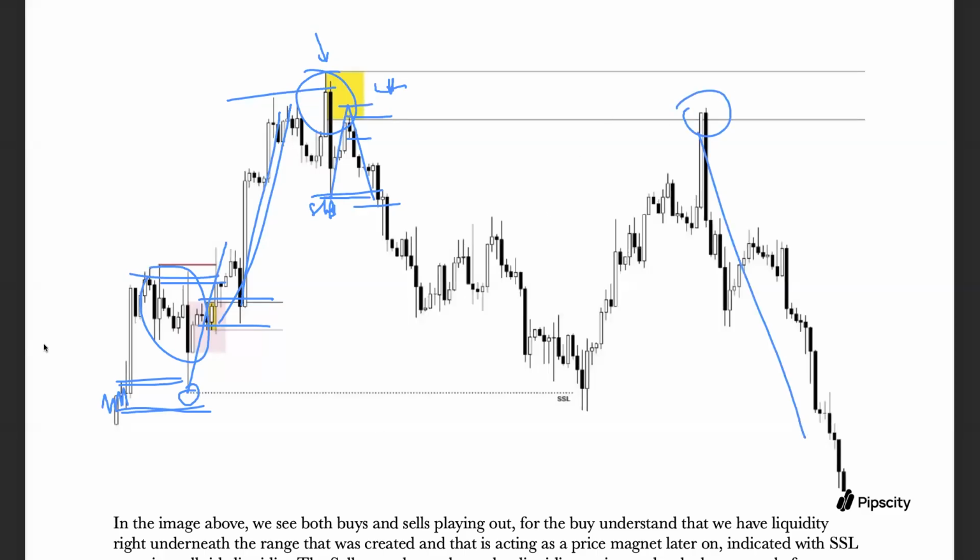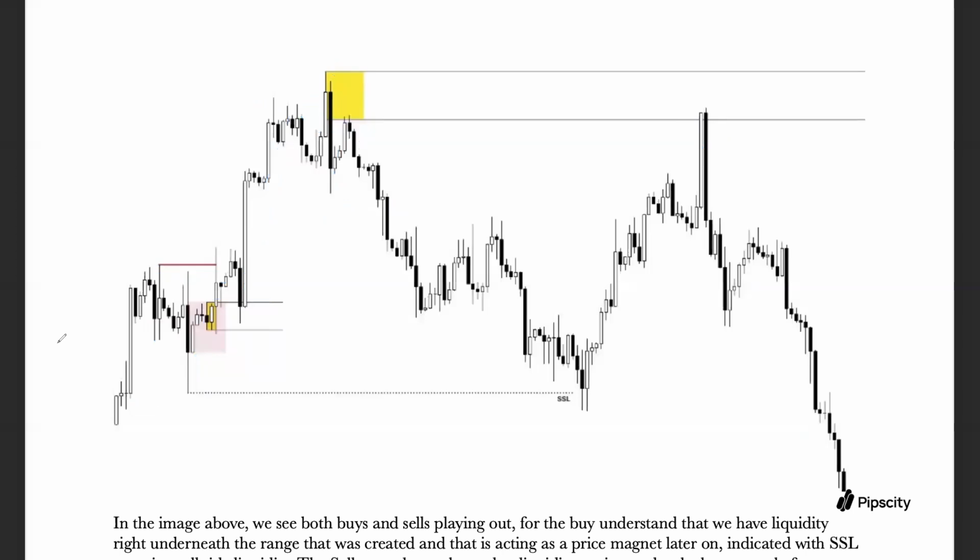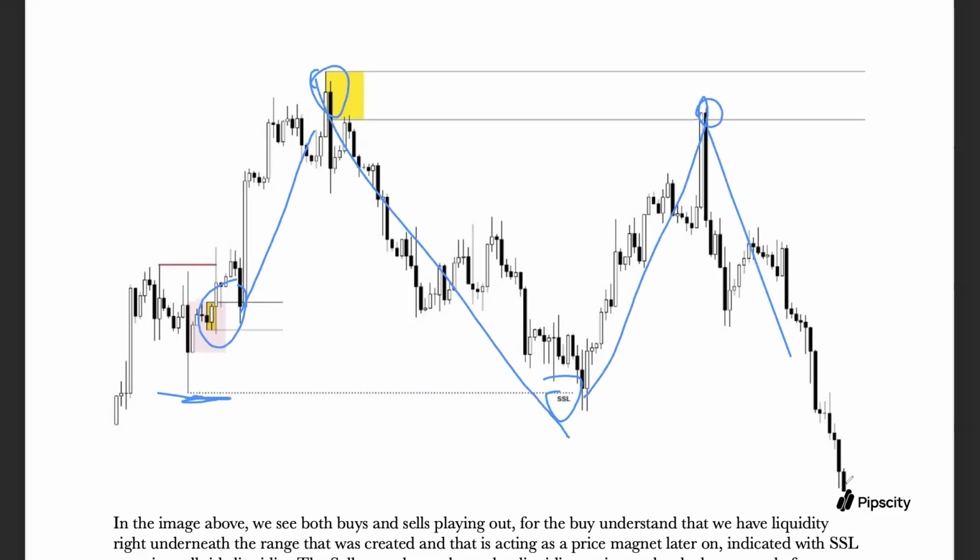Okay, so moving on. We have liquidity right underneath the range that was created, and that is acting as a price magnet later on. That level has been marked out with sell side liquidity, SSL, all right, meaning sell side liquidity. The sell range leg took out that liquidity resting under the buy range before coming back to the supply and then running off, right? So what you notice here is after this buy played out, this range here took out this low before coming back to mitigate it and then coming back down. That's one thing you need to understand.